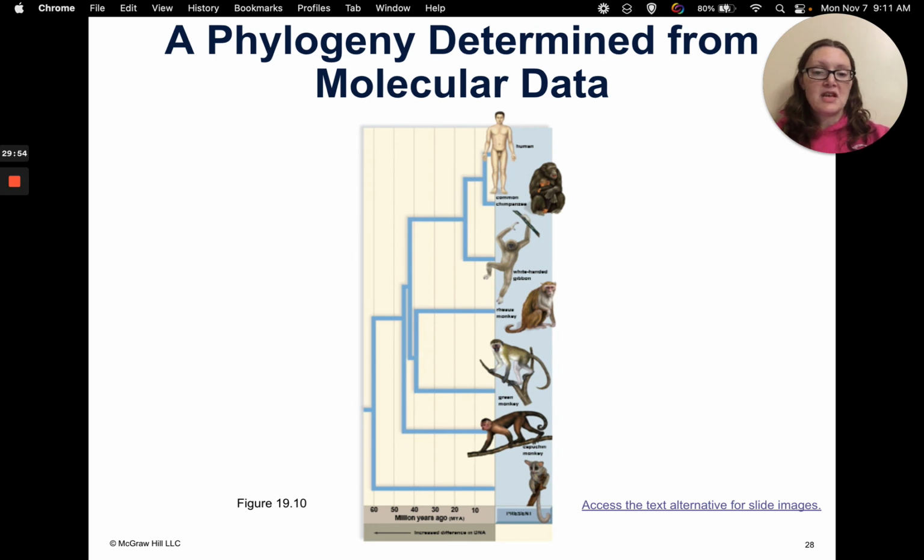So again, just looking at a phylogenetic tree, anything close to the trunk of the tree, way over here, is primitive. Anything out to the tips of the tree over here is more advanced.